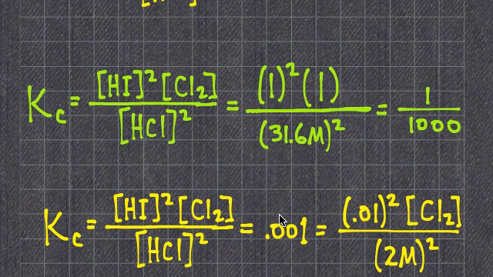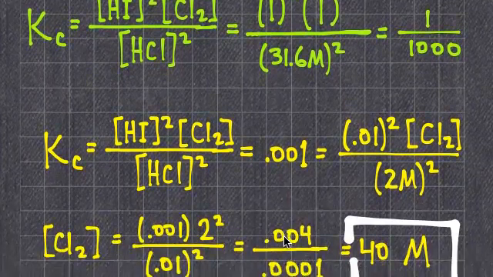Another example. What if this was 0.01 and this was 2? What would this have to be? The answer is I don't know, but I do know that the math must all come out to be 0.001. So this one squared divided by this one squared, divide that into this one, and you should get 40.